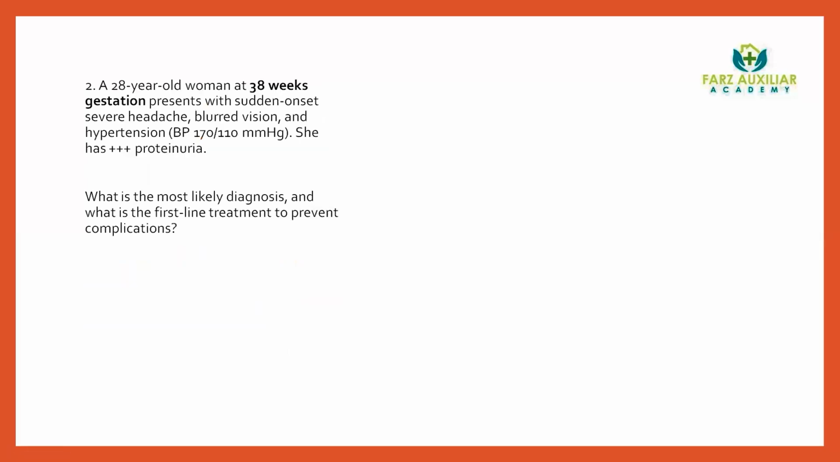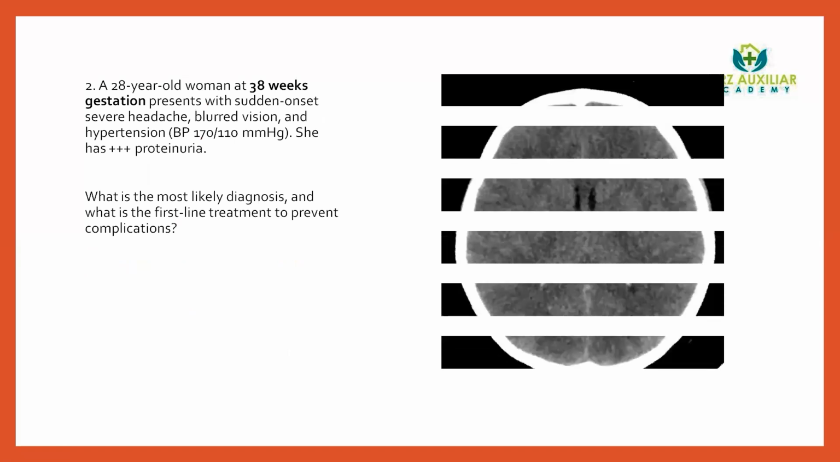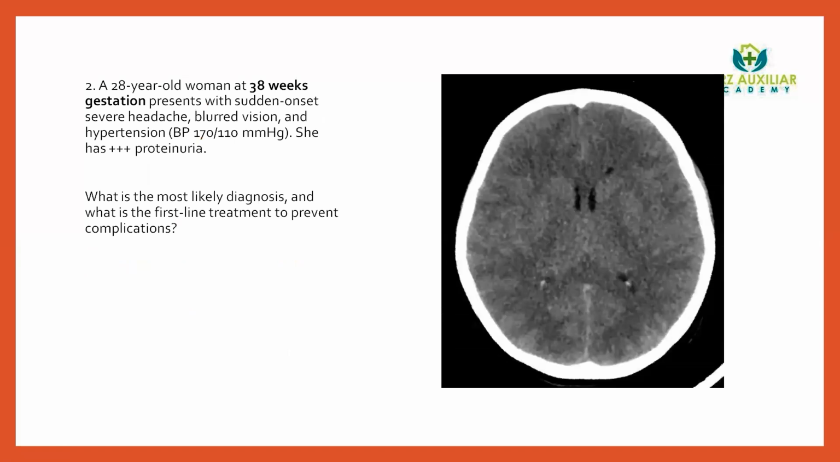Okay, 20-year-old woman at 30 weeks gestation presents with sudden onset of severe headache, blurred vision, and hypertension. She has positive proteinuria. What is the most likely diagnosis and what is the first line treatment to prevent complications?